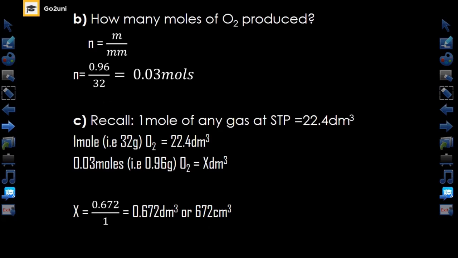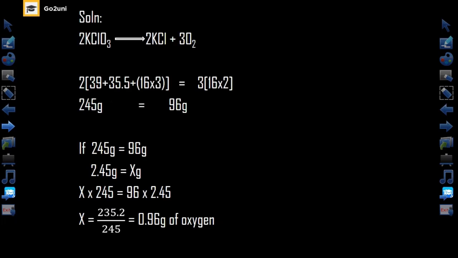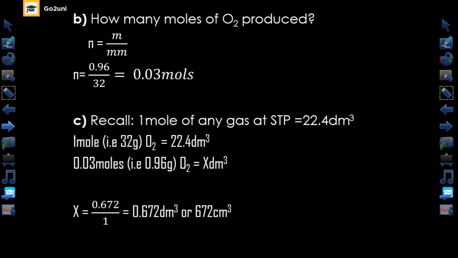So if we recall that, it's simply to put the mass, which we just calculated the mass of oxygen to be 0.96, and we know the molar mass of oxygen is 32, so it's just to divide 0.96 by 32, and the moles of oxygen gas produced is 0.03.